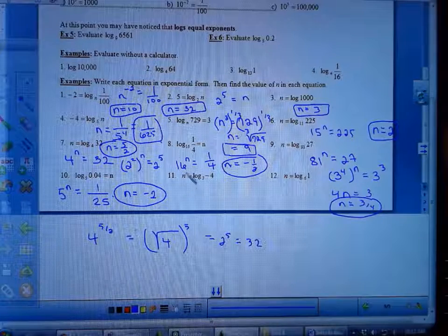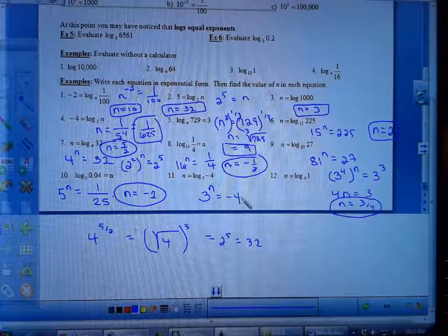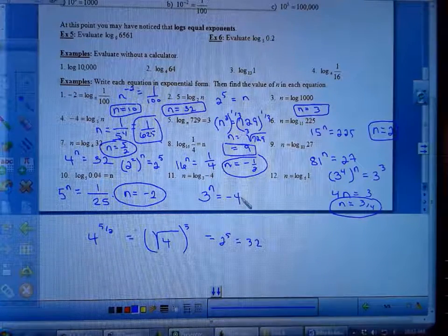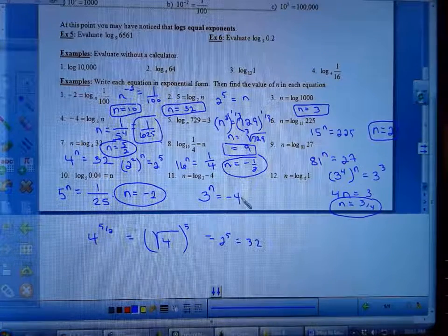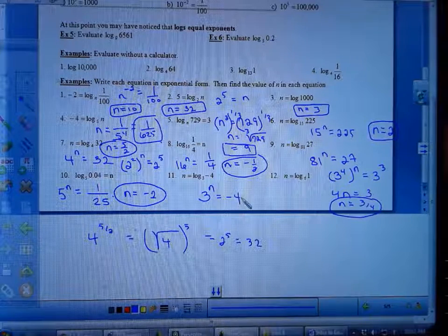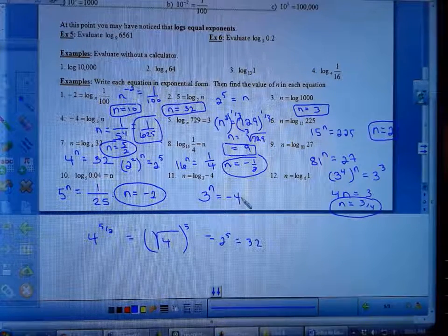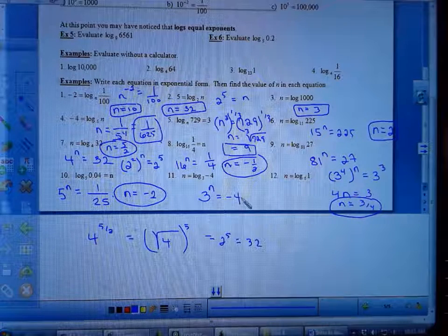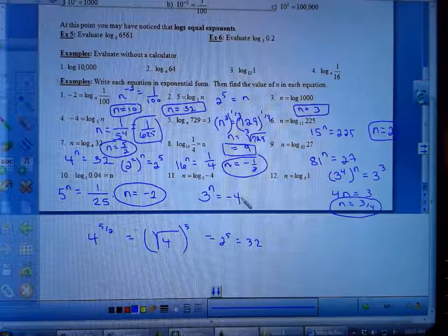So this is going to be 3 to the n is equal to negative 4. So 3 to some power is equal to negative 4. Any ideas? So if I make n positive, 3 to a positive is just going to get bigger and bigger and bigger, right? If I use n as a negative exponent, it's just going to be 1 over 3 to that power. There's no way to do this.